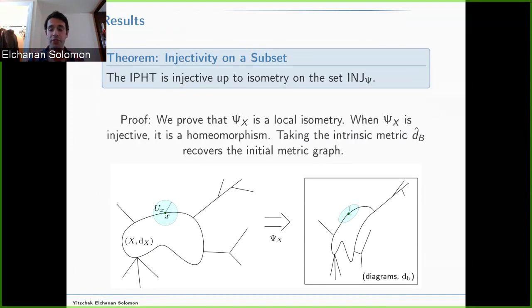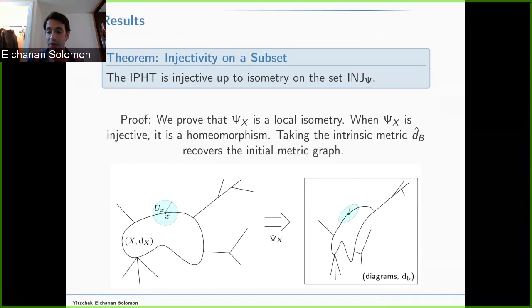So the main step of the proof is to show that the map psi sub x is a local isometry in a particular sense, meaning that for nearby points, the distance between the points and the distance between the associated barcodes is the same. As a whole, they're not going to be equal, but locally they're the same. And moreover, when the map psi sub x is injective, because you have a continuous injection from a compact space to a Hausdorff space, you get a homeomorphism.